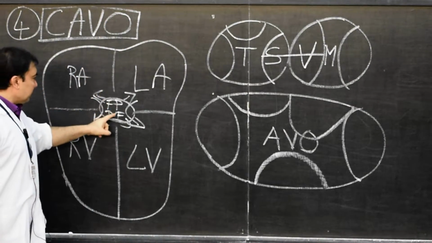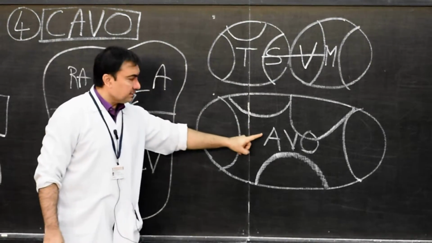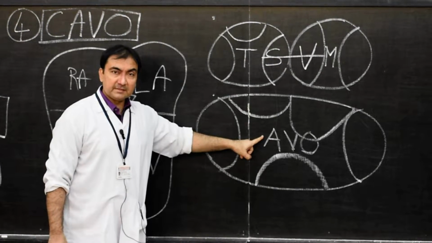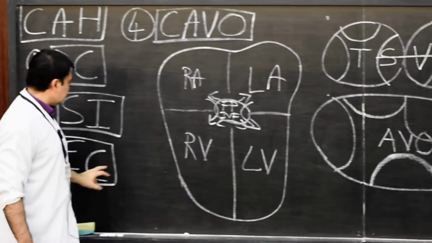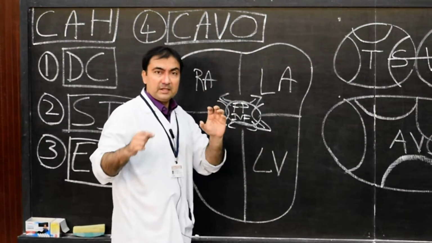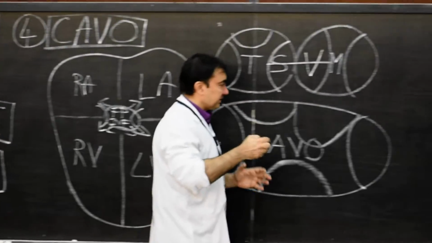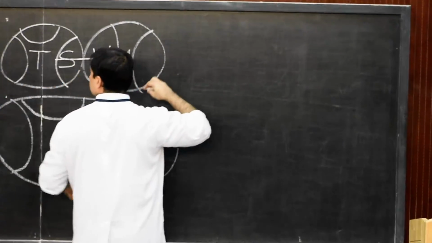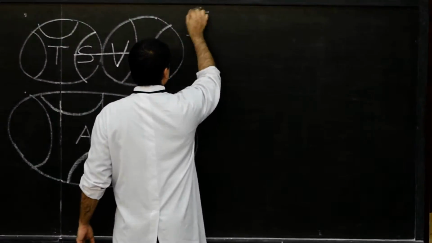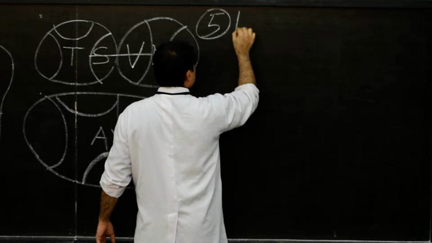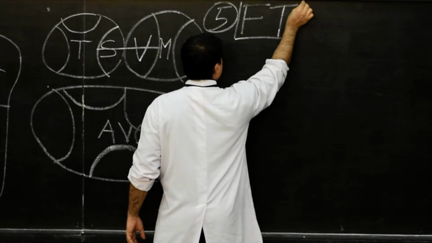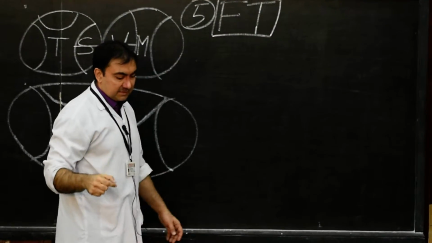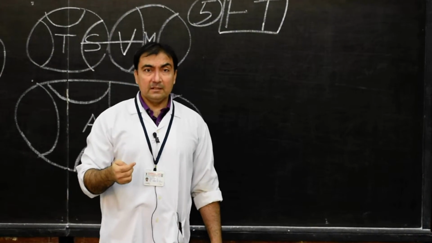We started from here and we landed up in this space. So here we finish our dextrocardia, situs inversus, then ectopia cordis, common atrioventricular orifice. Now we come on this side, and we come to anomaly number 5. Very important, Fallot's tetralogy.